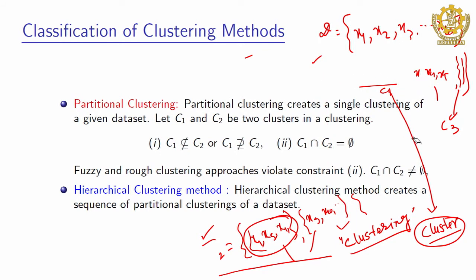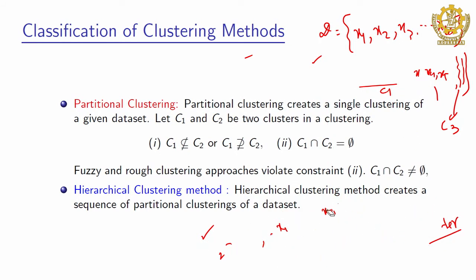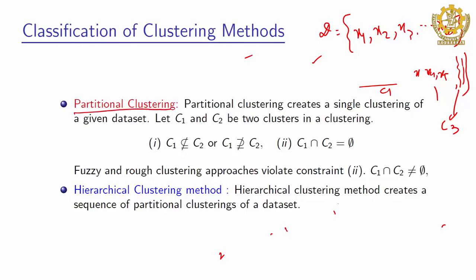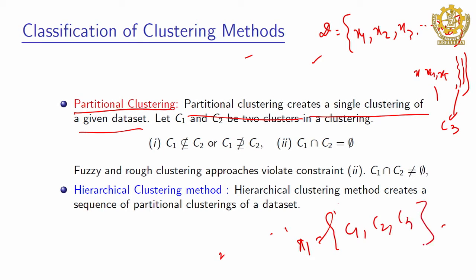There are plenty of clustering techniques, as I said, and these clustering techniques can be divided into two major parts. One is, if a clustering technique gives a single partition, then this is called partitional clustering. Single partition means it can produce either pi 1 or pi 2, not both. Now we will look into the definition here. Partitional clustering creates a single clustering of the given data. Single clustering means you can consider pi, then C 1, C 2, C 3 and C k and so on.